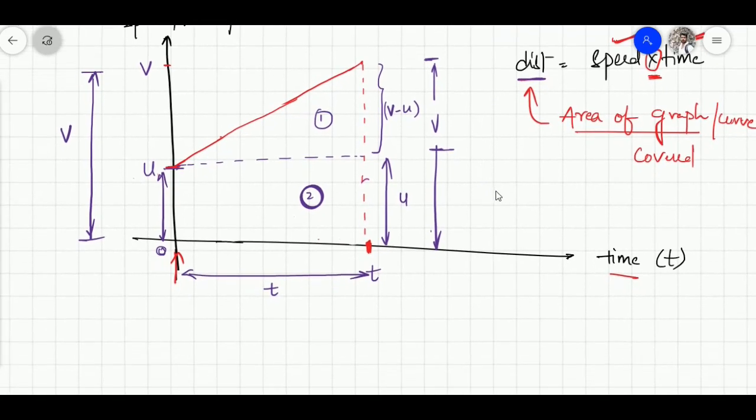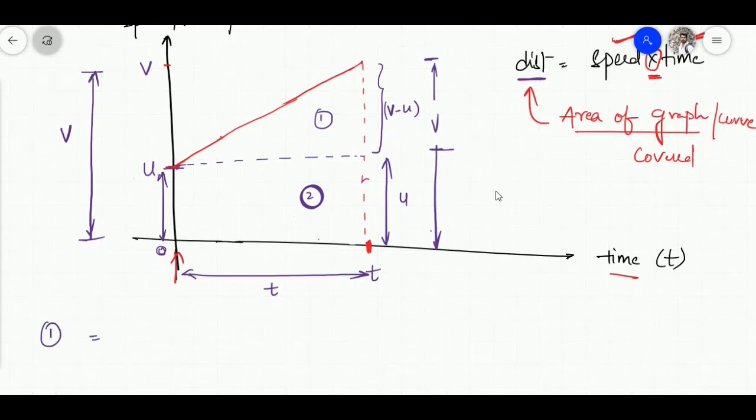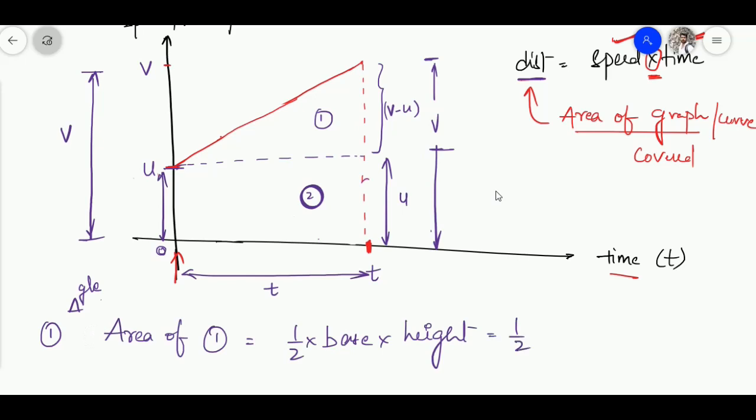So let's find the area of the first part. The first part is nothing but the triangle. Area of triangle will be half into base into height. So what is the base? This is the base of the triangle and this base is nothing but t. The parallel sides are equal. If this is t, this will also be t. What is the height? This is the height of the triangle, that is v minus u. So simply put this here: half into (v minus u) into t.